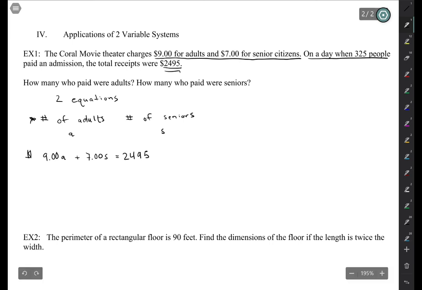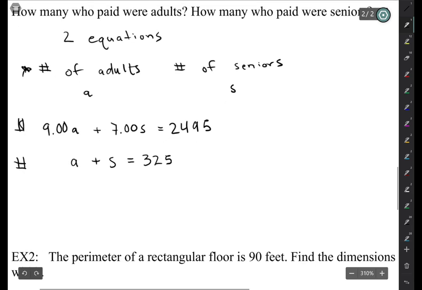Now the other one, the only other bit we have is that 325 people attended. Now we're only considering adults and seniors. Yes, children and such might have come. But what we know is that the number of adults plus the number of seniors must be equal to 325. Okay, so the second equation deals with the number of things. And this is just one particular example. Now, once you have those equations, it's really just those methods from above, substitution or elimination. I would choose substitution. Again, you might do differently.